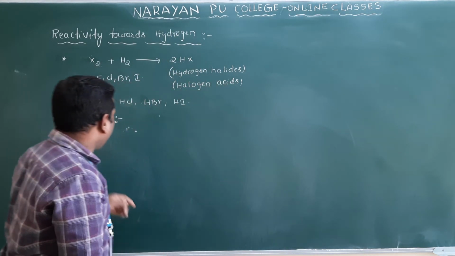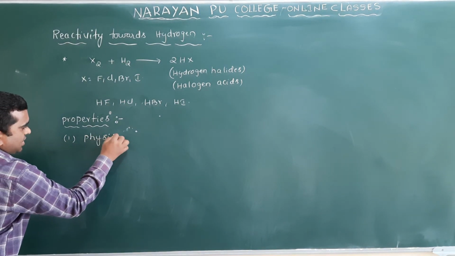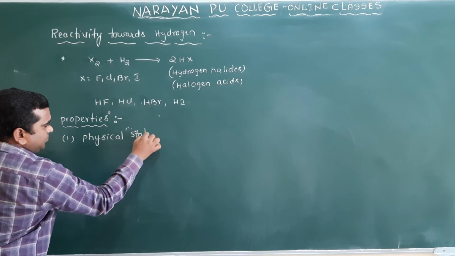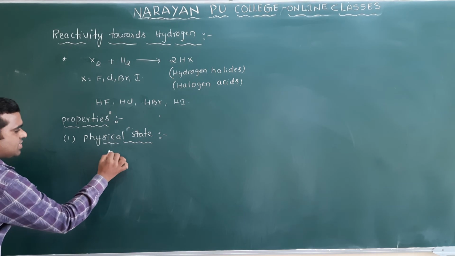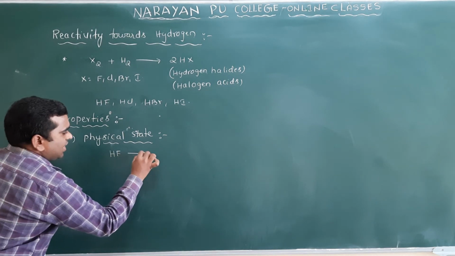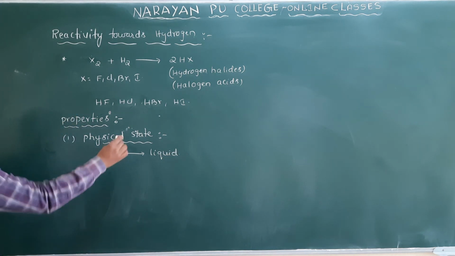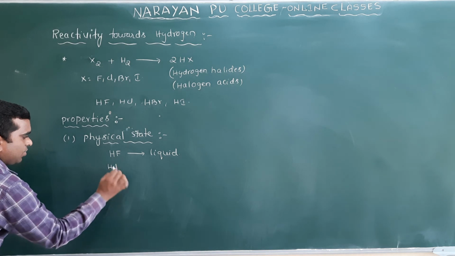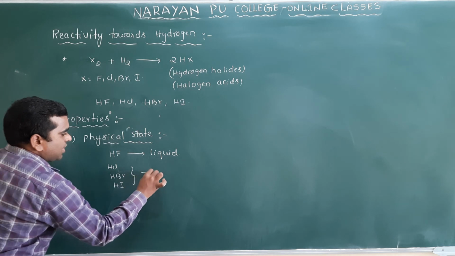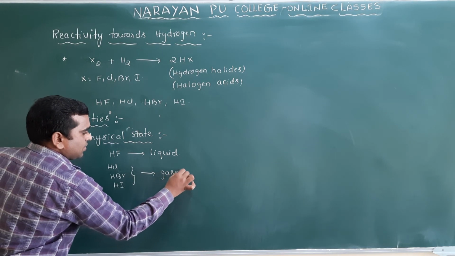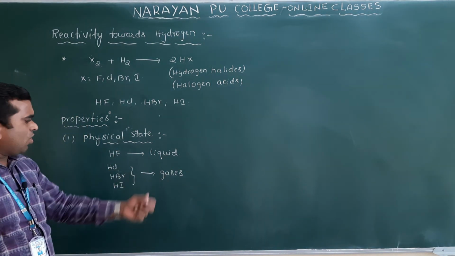The first one is physical state. Put the heading: physical state. HF is a liquid, and the remaining ones, HCl, HBr and HI, are all gases. So why is HF liquid and the remaining all gases?